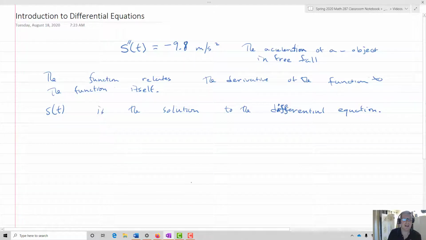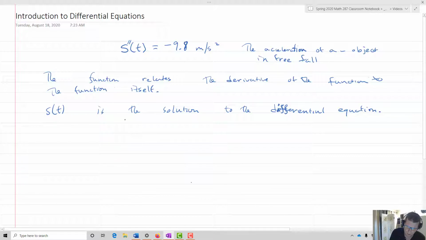We're going to have two different kinds of solutions. One's going to be called the general solution. The other will be called the particular solution. It just depends upon the particular circumstances as to whether we're going to be using the general or the particular.